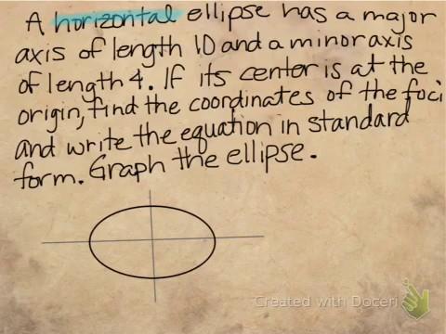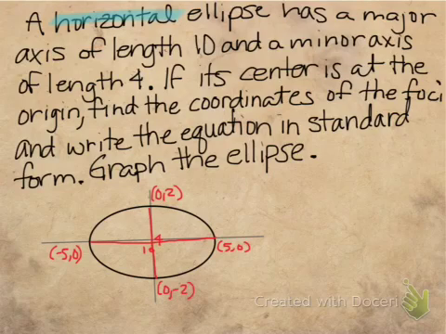So it's horizontal, and we know the major axis is 10 and the minor axis is 4. So that whole distance is 10. So that means that the vertices are (5, 0) and (-5, 0). We know the vertical distance is 4, so we've got 2 above and 2 below. Now what we need to do is figure out what the foci are.